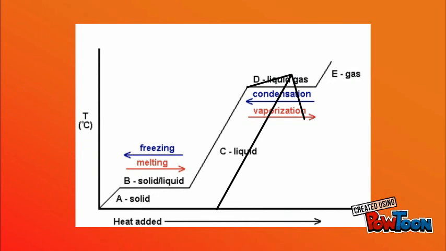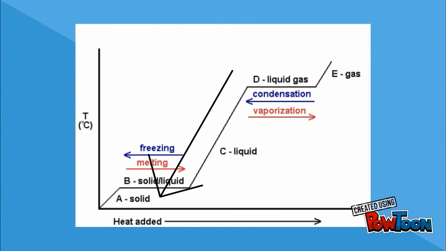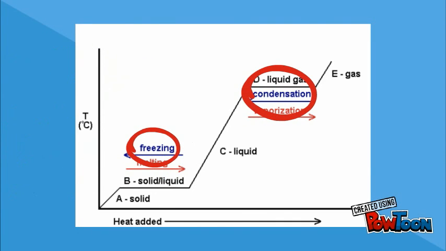When going up the graph, energy is being absorbed, which means an endothermic process is occurring. Melting and vaporization are the phase changes that occur when energy is being absorbed. When going down the graph, energy is being released, which means an exothermic process is occurring. Condensation and freezing are the phase changes that occur through this process.